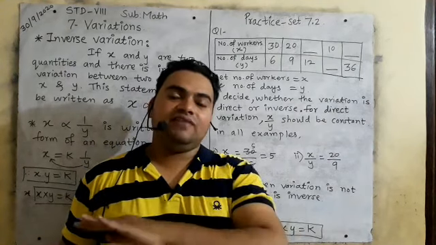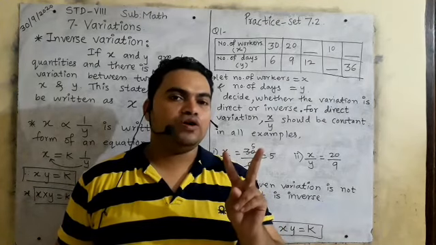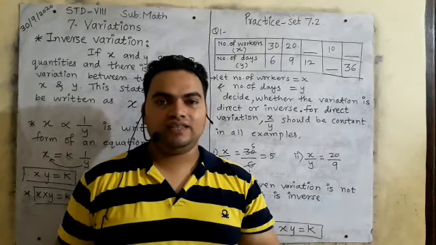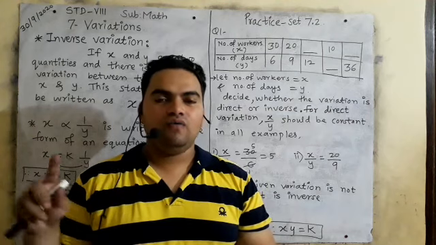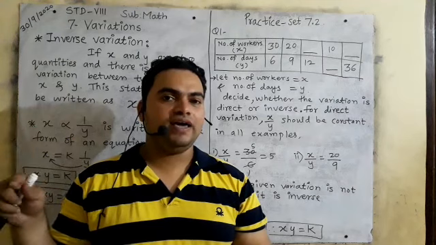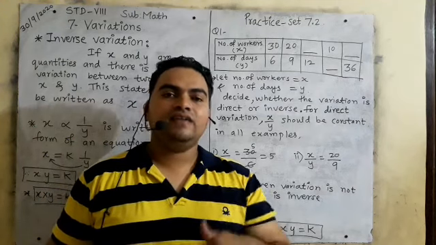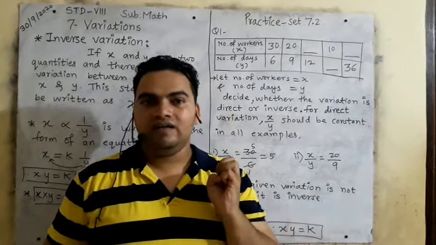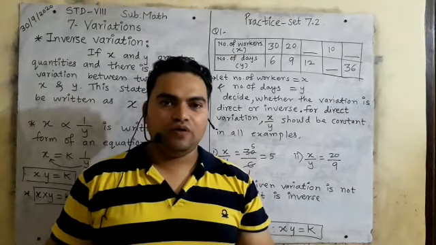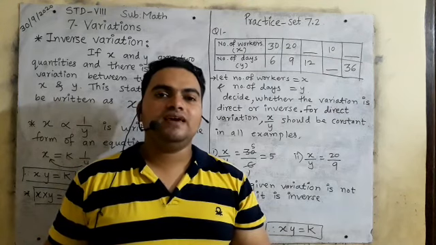Dear students, yesterday we have seen direct variations, in which we have seen two quantities x and y. They were directly proportional to each other. So we had used x alpha y. X directly proportional to y, we have to write x alpha y. Is it clear? And then, instead of alpha, we used to write x is equal to k y. Okay, it was in direct variations. Today we will see inverse variation.